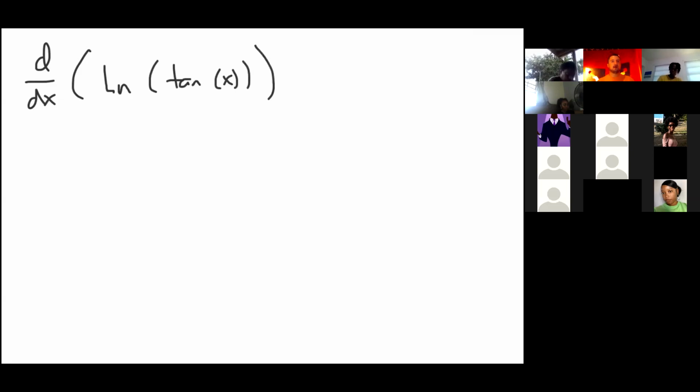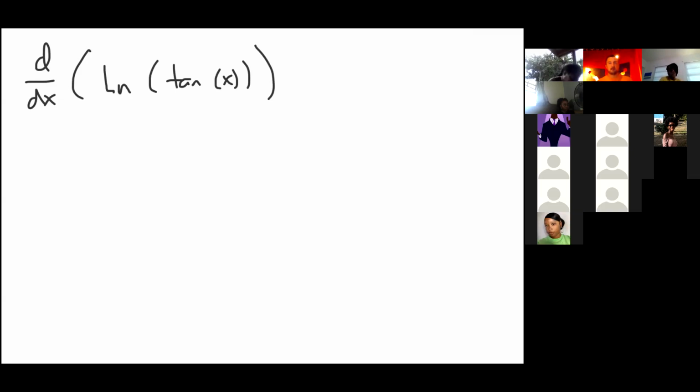So I have the natural log of tangent of x. What derivative rule will I have to use here? Chain rule. Yeah, chain rule. Perfect. Because I see I have a function inside of a function. I have my tangent function inside of that natural log function.